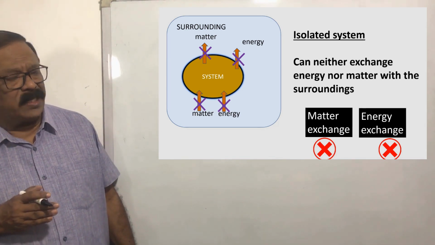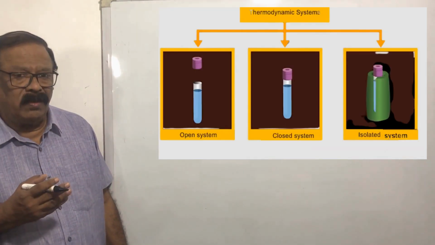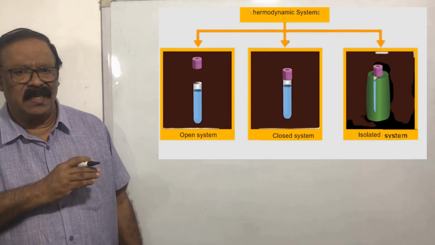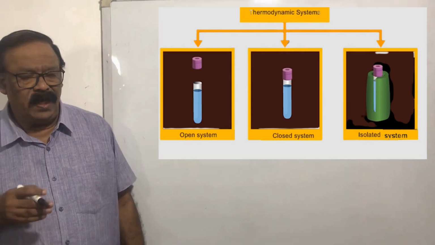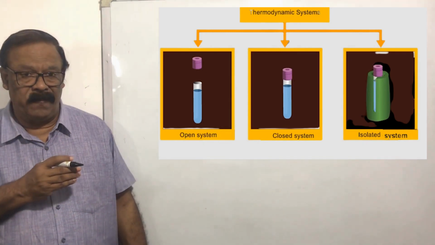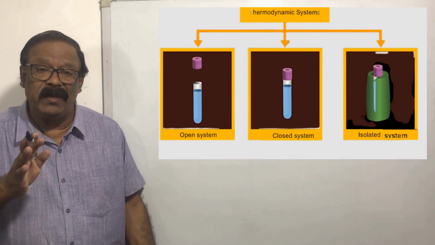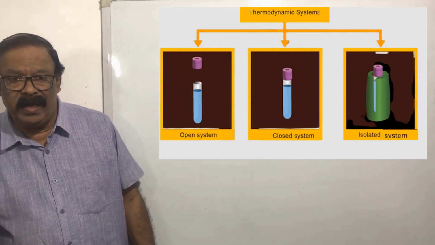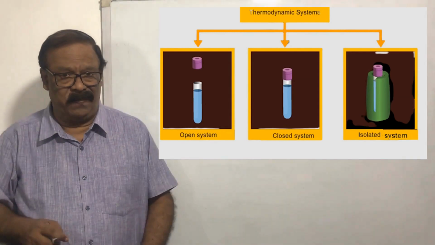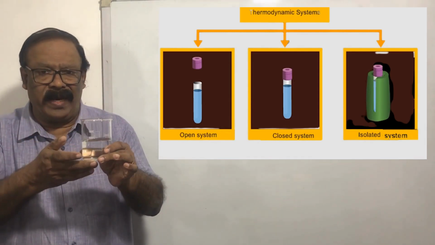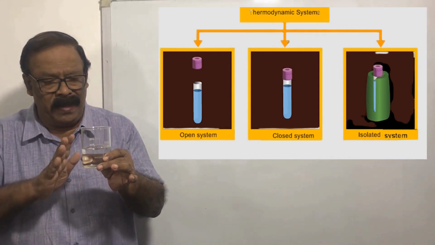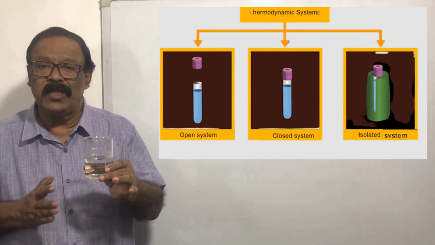A simple representation you can see here: a test tube which is not at all closed, containing any liquid or any substance, comes under open system. If the test tube is closed with a cork, it becomes a closed system. If it is kept in an insulated vessel where heat cannot be exchanged with the surrounding, it forms an isolated system. So this beaker containing water: water inside the beaker is the system, and outside the beaker it forms the surrounding.